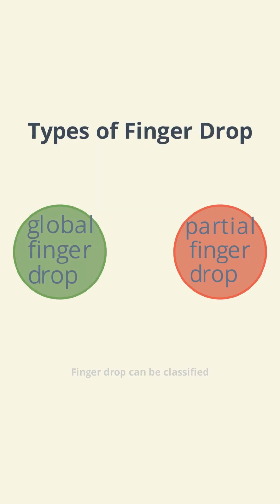Finger drop can be classified as either global or partial. Global finger drop means all five fingers are affected, while partial finger drop involves just 1 to 4 digits. The pattern of weakness can give important clues about the underlying cause. For example, global finger drop often points to a problem with the PIN, while partial finger drop may suggest issues with specific nerve roots or tendon injuries. Recognizing these patterns helps clinicians narrow down the diagnosis and choose the right tests for further evaluation.